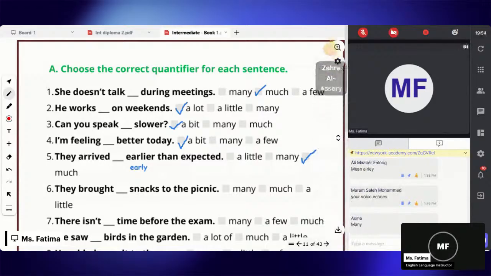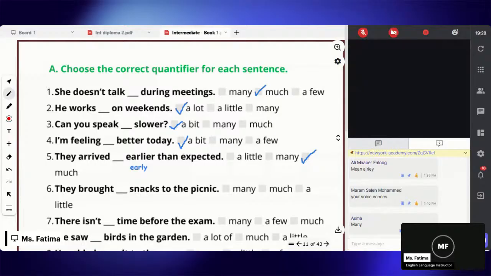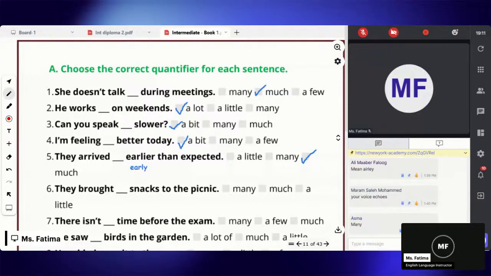Number 6, my voice echoes. Why is that? It's only me here. Okay, hope it's good now.